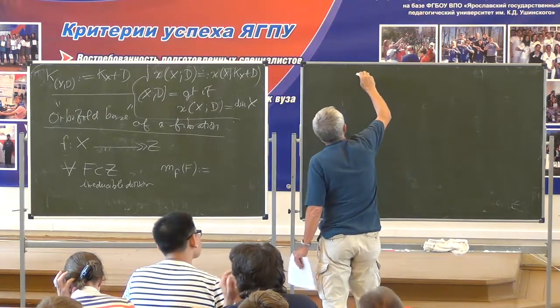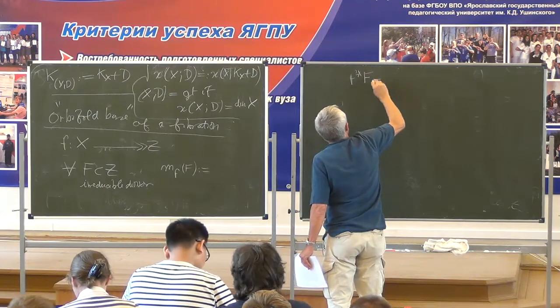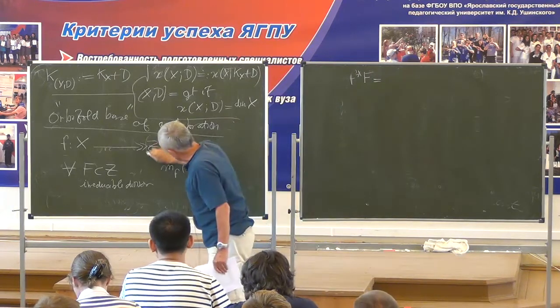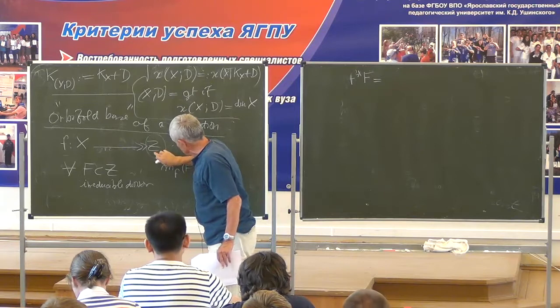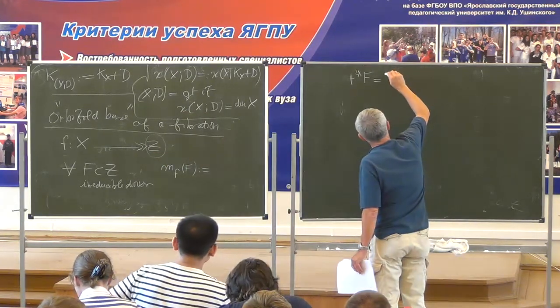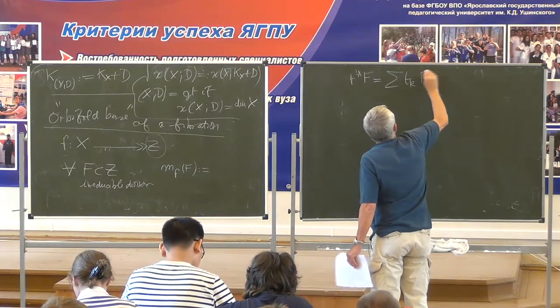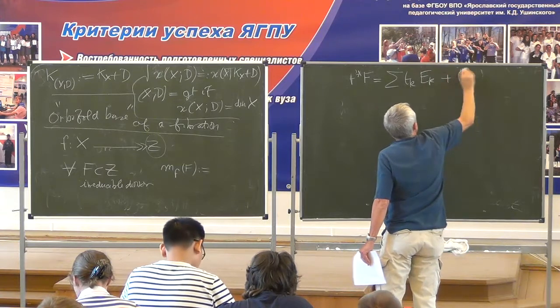This will be the following thing. Take f star of F. I assume, just to simplify, but this is not needed, that Z is smooth too. f star of F will be just the sum of some t_k E_k, plus a rest.